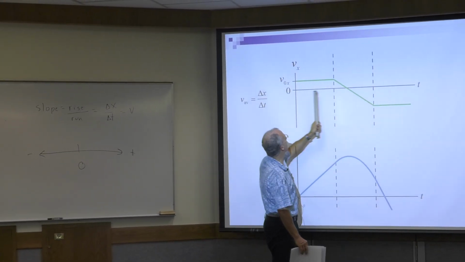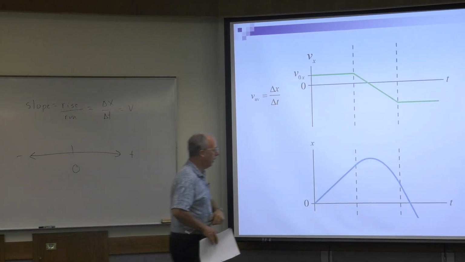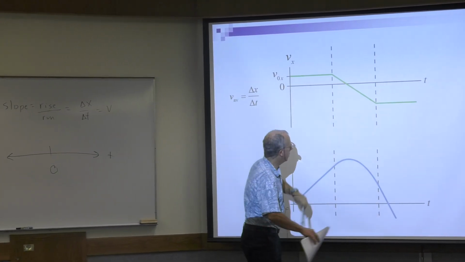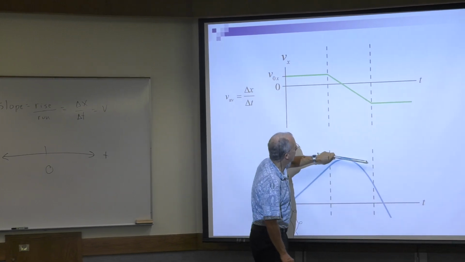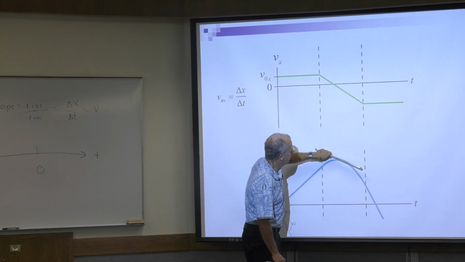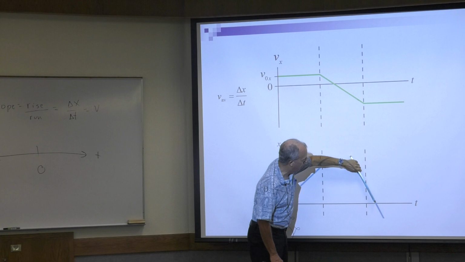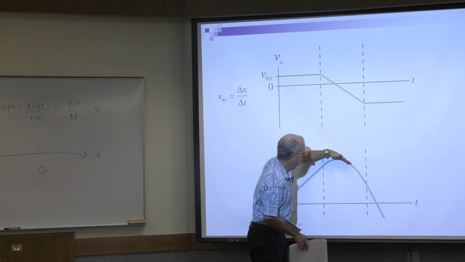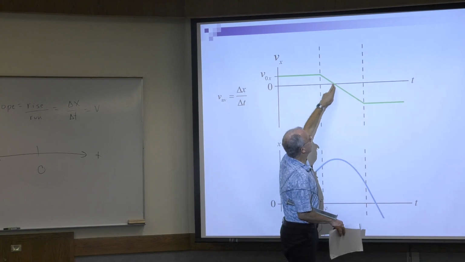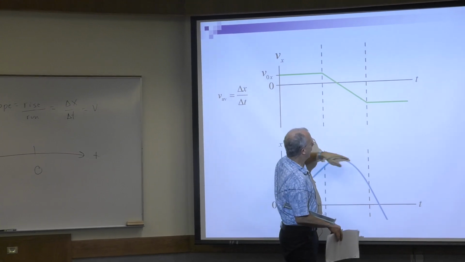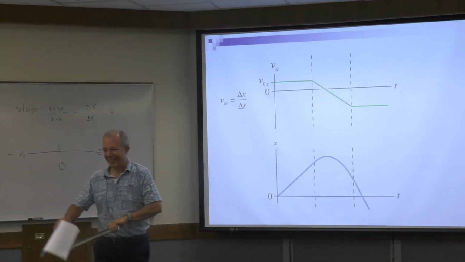Right here, the velocity is 0. If the velocity is 0, that means the slope is 0. So right here, the slope is 0. Okay, then what happens? Then the slope starts getting what? The speed gets bigger and bigger and bigger, right? The absolute value of the slope gets bigger and bigger and bigger. But the slope in here is negative. All right, so the speed gets bigger and bigger, but it's negative, so its velocity is negative. Make sure you understand that.